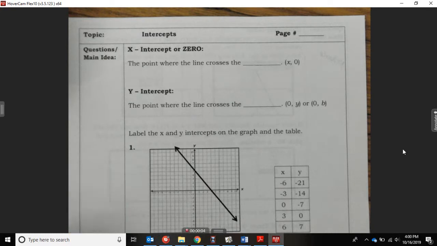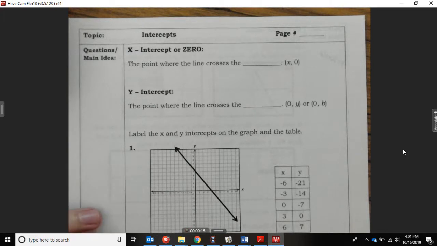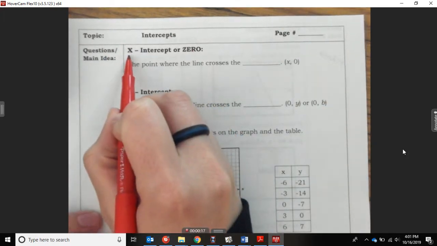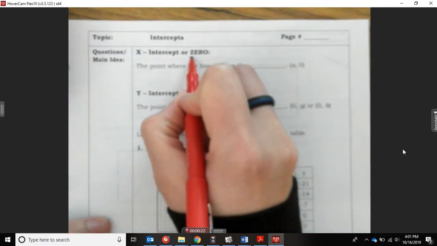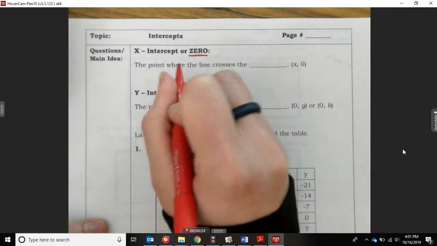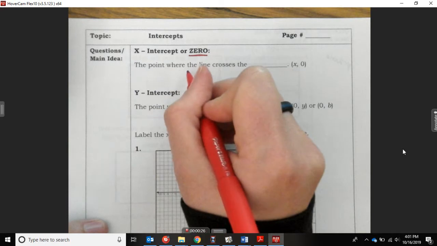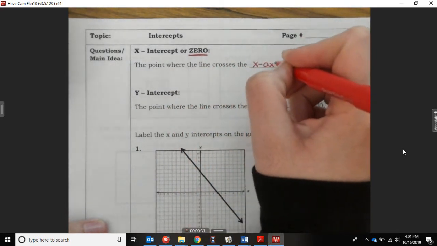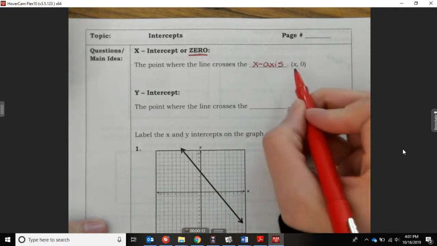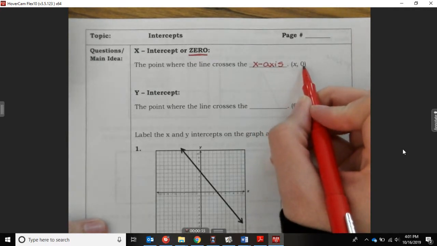All right, we're going to look at the intercepts on a graph. And we kind of talked about at least the y-intercept a little bit, but we're going to look at both of them. So the first thing is that if we have an x-intercept, you could also see it called a zero. And it's the point where the line crosses the x-axis. And so the ordered pair is x, 0.